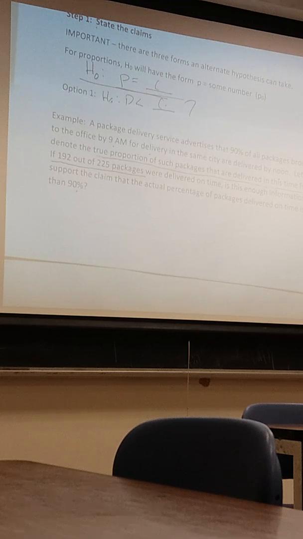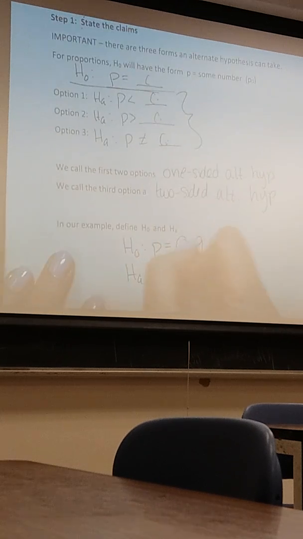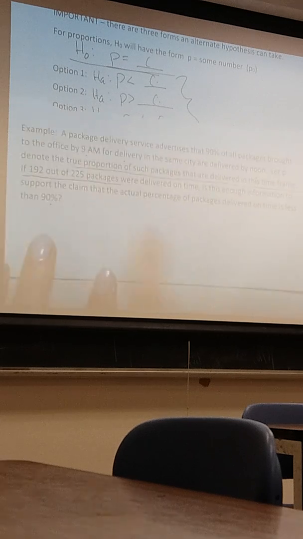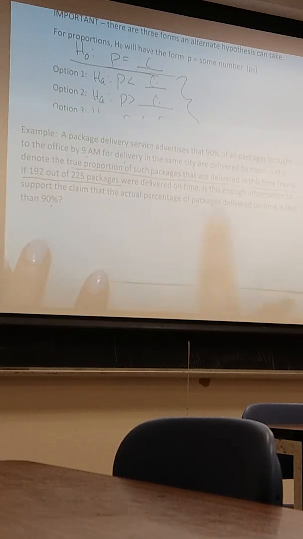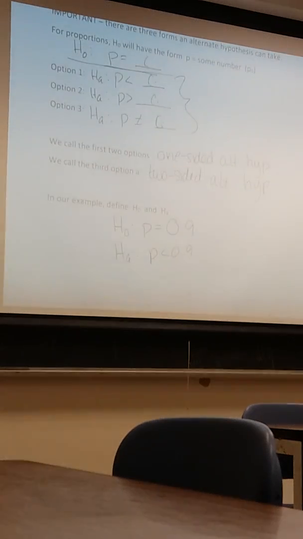So for this problem, we would set up our alternative hypothesis as P less than 0.9. If this problem said, is this enough information to support the claim that the actual percentage of packages delivered on time is not equal to, instead of less than, that would change my alternative hypothesis. If it said more than, that would change my alternative hypothesis. So how you choose how to set this up, you're going to have to read through your question really carefully, okay? Yay, reading.